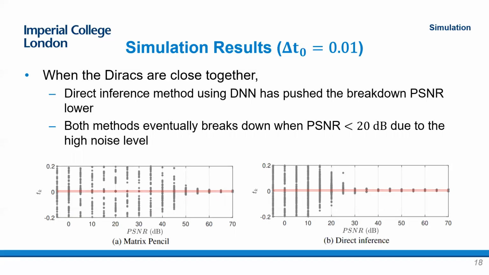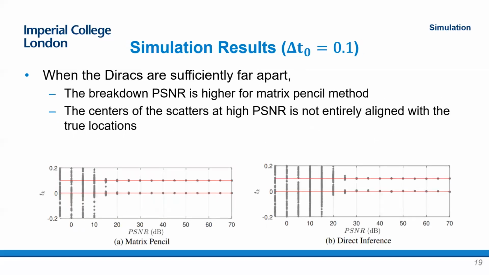Here shows the scatter diagram of the estimated locations using the two methods over 100 realizations for each PSNR. As we can see from the diagram, the direct inference method has reduced the breakdown PSNR from 40 dB to around 20 dB. An alternative case is when the Diracs are sufficiently far apart. We can see that the breakdown PSNR of the matrix pencil is now lower, while our proposed method has a similar breakdown compared to the previous slide.